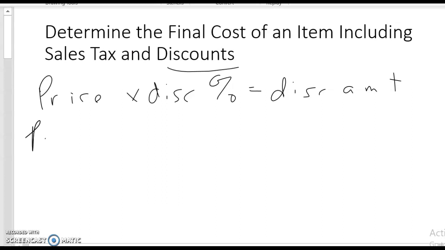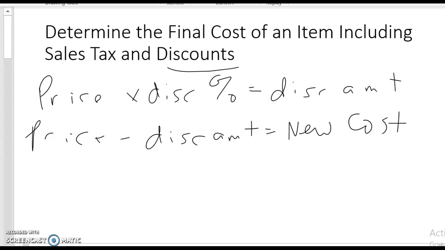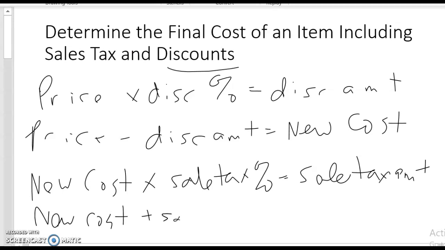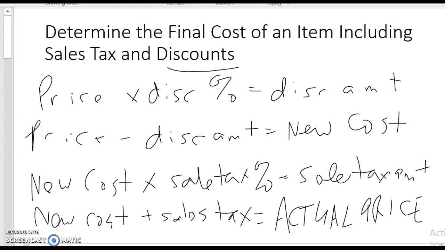Now we would take the price and subtract the discount amount, and this is the new cost of the item. So think about what you're actually going to pay for the item. Once we have that new cost, we can multiply that by the sales tax percentage, and that's the sales tax amount. Then we can take the new cost, add the sales tax amount, and we have the actual price, what we are actually paying for this item. Okay, so that's in words.